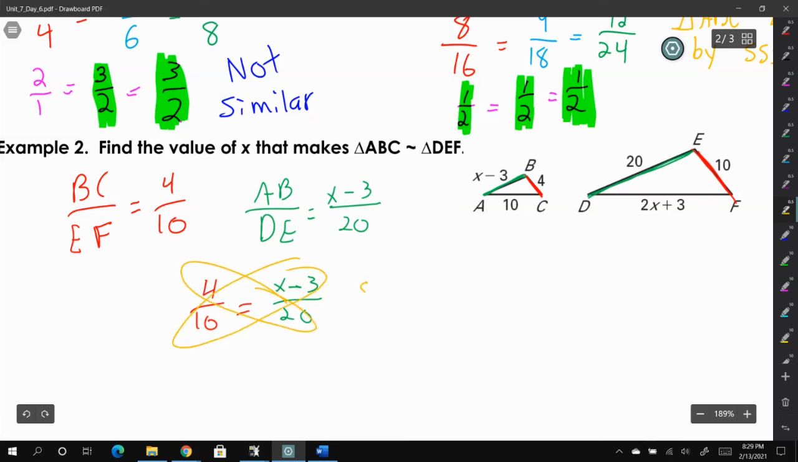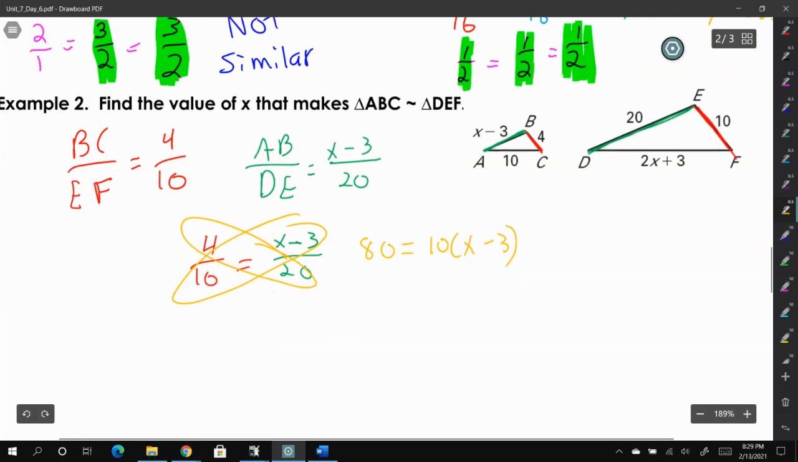Okay, so we'll get 80 equals, when I do the other loop, the 10 and the x minus 3, you got to multiply the x and the negative 3 by 10. So that's what it would look like. And then you would distribute. So 80 equals 10x minus 30.